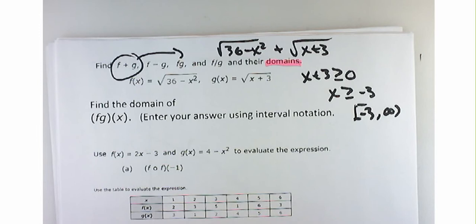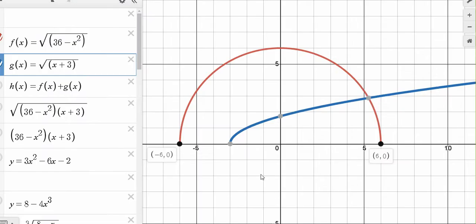You can see that graphically right here. Starts at negative 3, goes out towards infinity. So nice. But now you want to try and find what's the domain of the sum of these two functions. And these two functions, when you add them together, are only going to be defined where they overlap. And they overlap starting here at negative 3, and then over here up to 6.